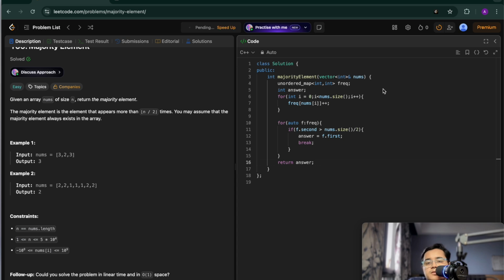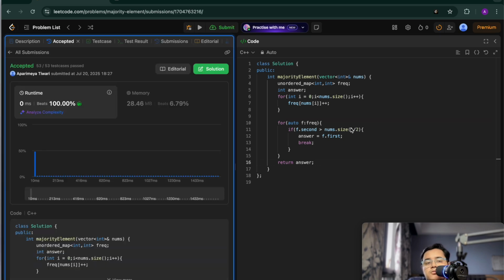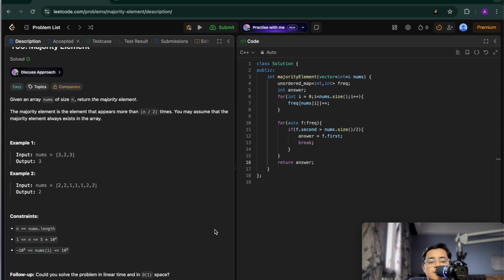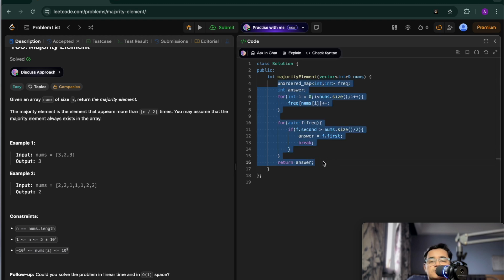Let's see if it runs. So as you can see, it did run. The only issue was that we were not able to clear the follow-up because we did solve in linear time complexity, but space-wise we are taking big O of m, where m is the number of unique elements. So this isn't the most optimal solution to this question.